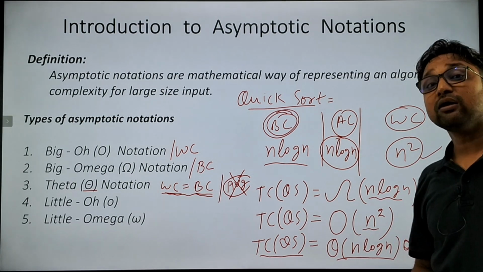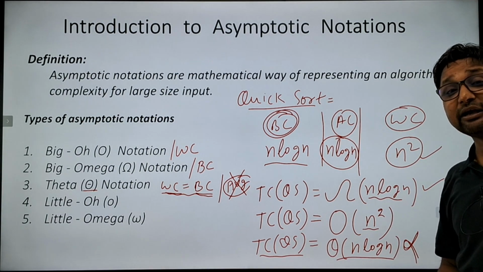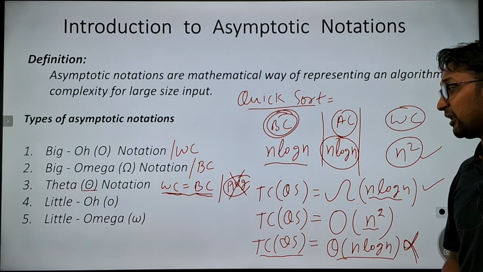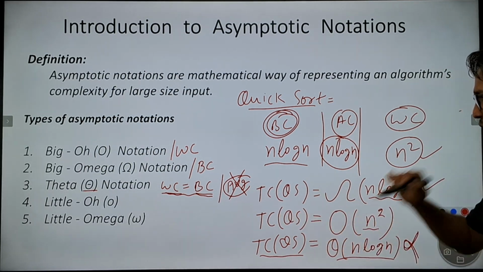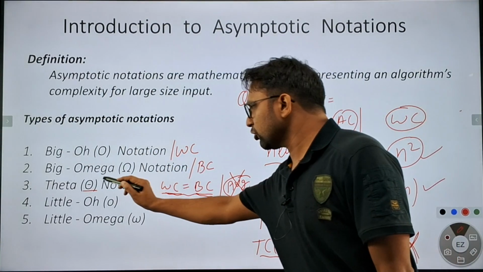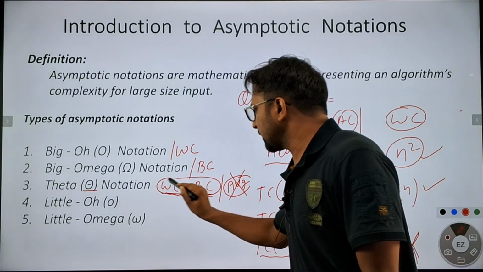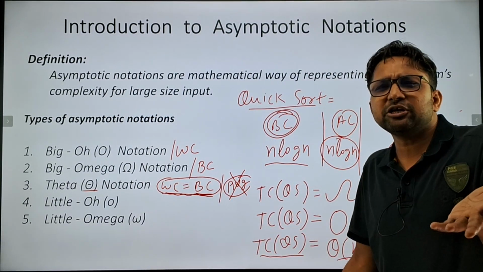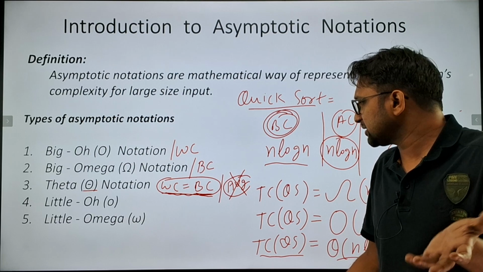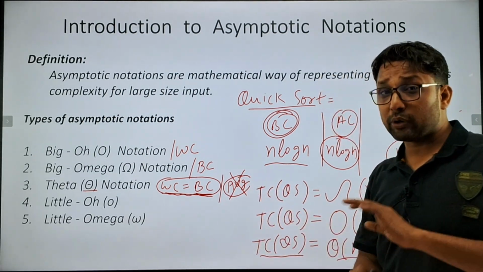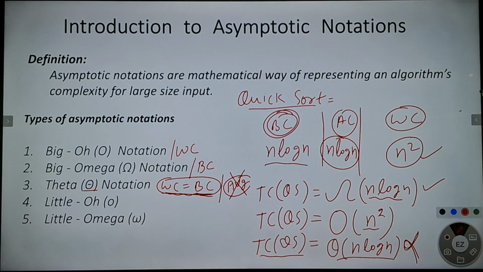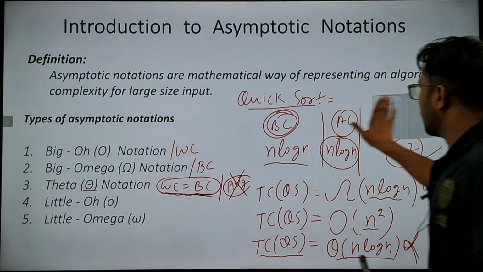We will cover quicksort in very detail in future lectures. Right now you can note just one thing: theta notation is used when the worst case and best case complexity of an algorithm are the same, then use the theta notation to represent its complexity, but that is not showing the average case complexity. Okay, fine. So I hope this is clear.